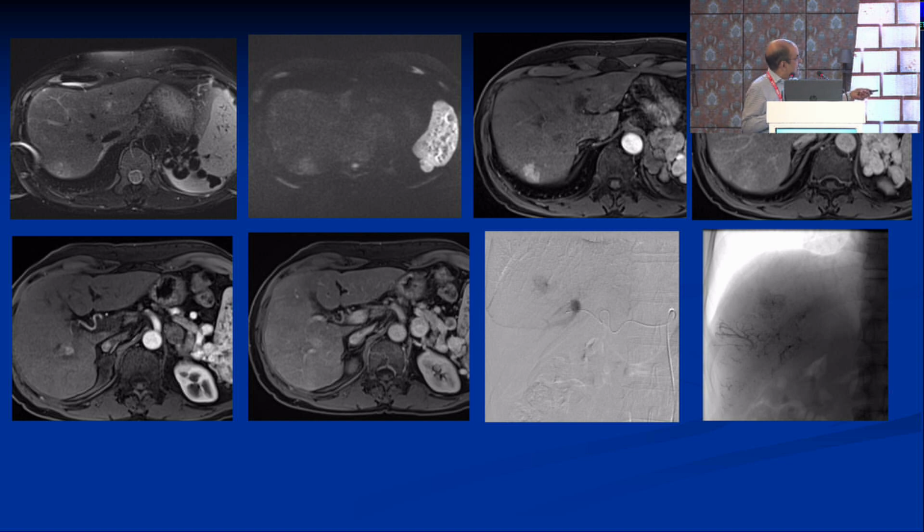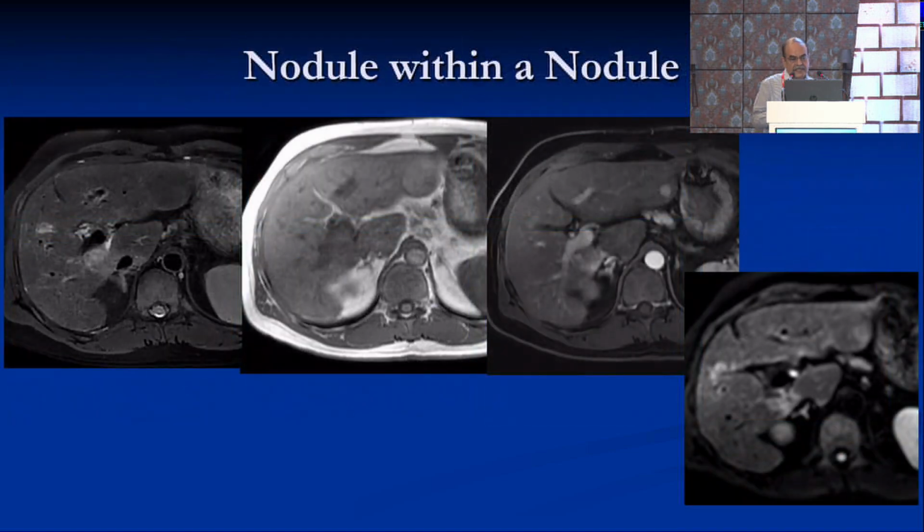Here's a lesion which shows you arterial phase enhancement. No washout in the venous phase. There is diffusion restriction. This would have to be categorized as an LR4 lesion, but in the MDT discussion, this was thought to be very suspicious for an HCC. They injected lipiodol, and after the injection of lipiodol, this was biopsied under CT guidance.